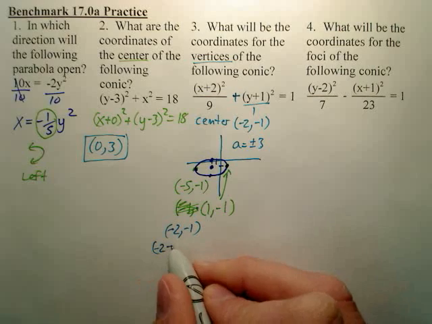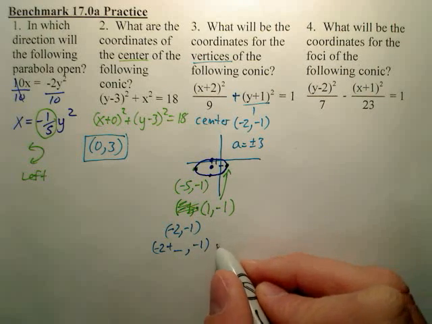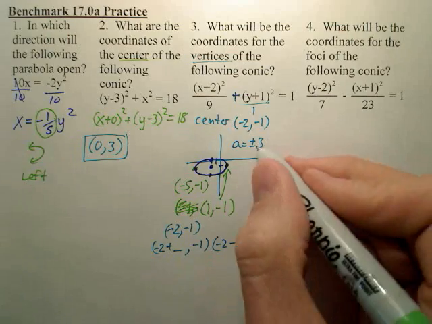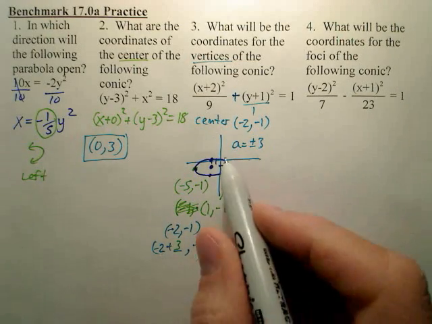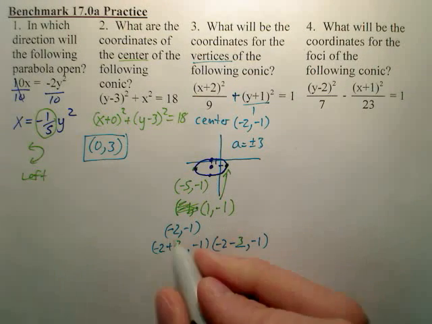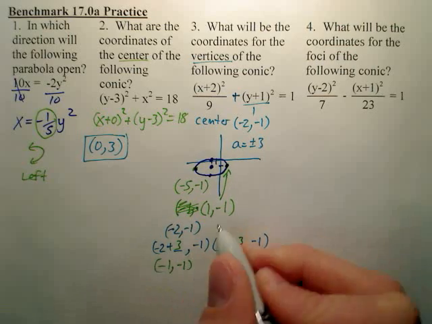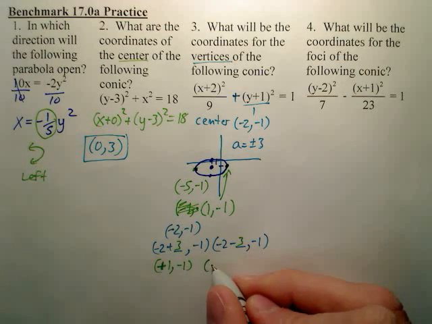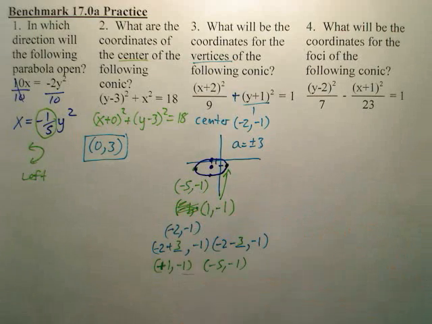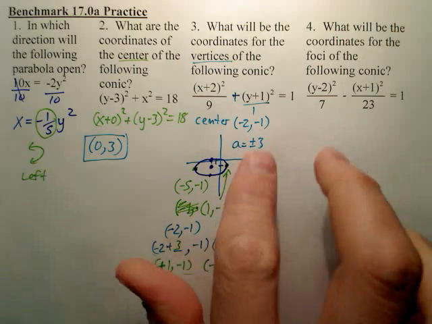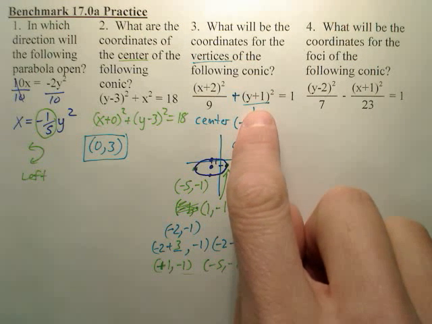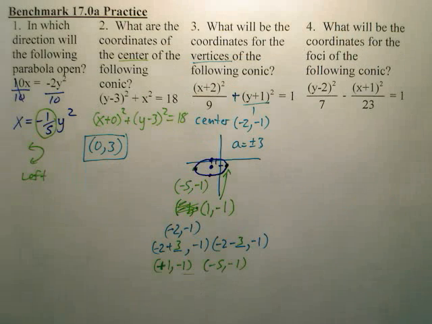So watch this. Take negative 2 plus something, comma negative 1, and negative 2 minus something, comma negative 1. That something is 3. Again, we're adding it to the x because it goes under the x. So this would give you positive 1 comma negative 1, which matches that. And this one would give you negative 5, negative 1, which matches those. I kind of like this method where you take your center and you take a and you add it to and subtract it from the value. But do what you want. If it was co-vertices, you'd be taking the b and adding and subtracting it to the y value because it came from the y value.